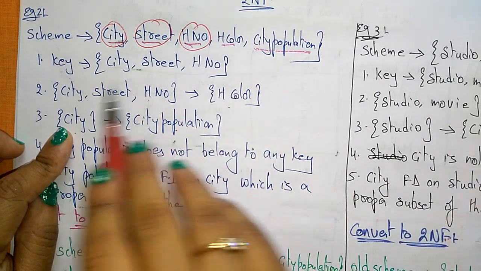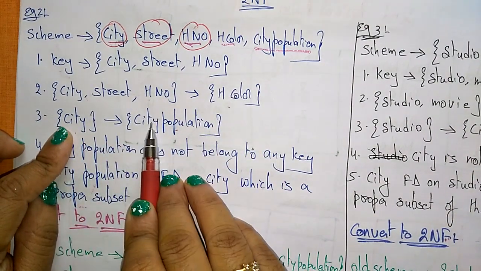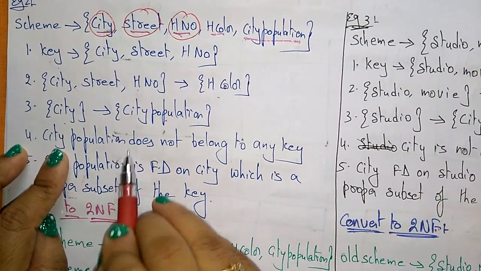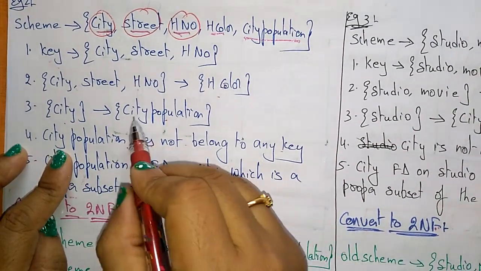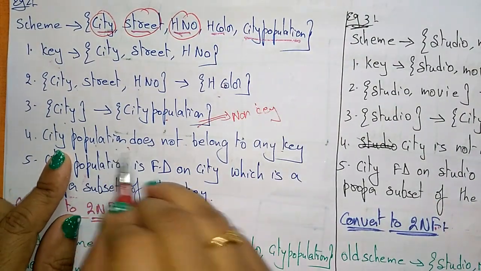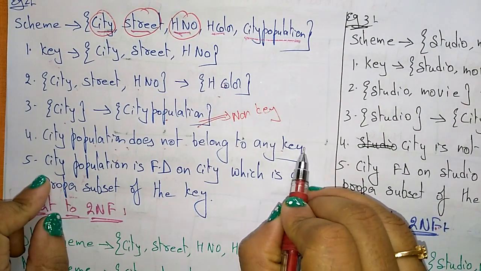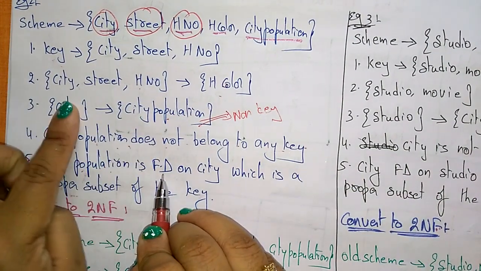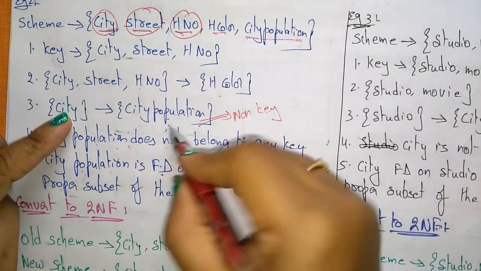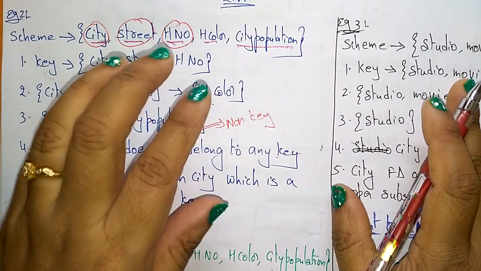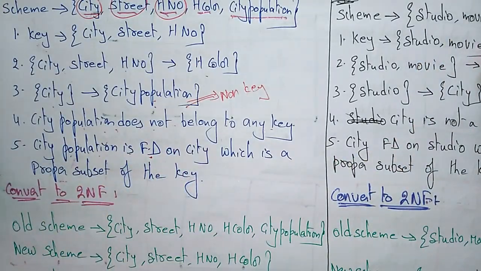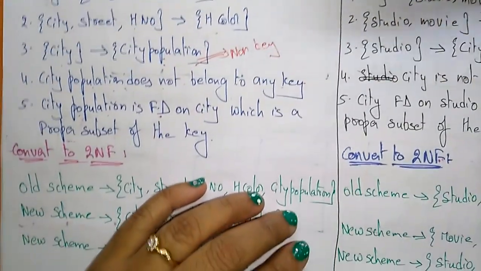So house color depends on these three keys, while city population depends upon city. City population does not belong to any key, so it is a non-key attribute. It is functionally dependent on city, which is a proper subset of the key. Now I am going to make this table 2NF. 2NF means it has to follow 1NF and at the same time be fully functionally dependent.